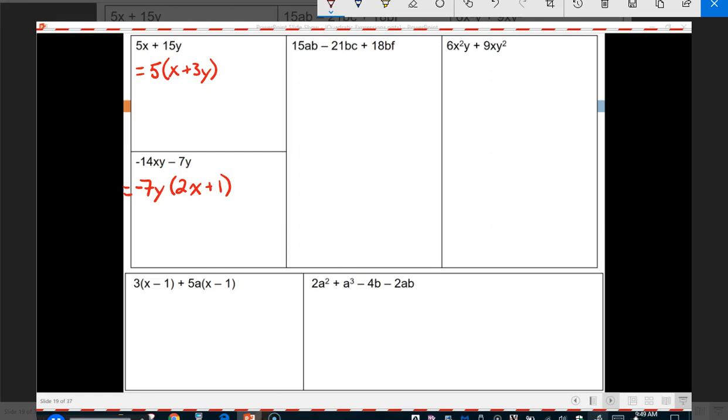Now, we can have more than 2 terms. So here's 3 terms: 15ab minus 21bc plus 18bf. Is there a number that divides evenly into 15, 21, and 18?